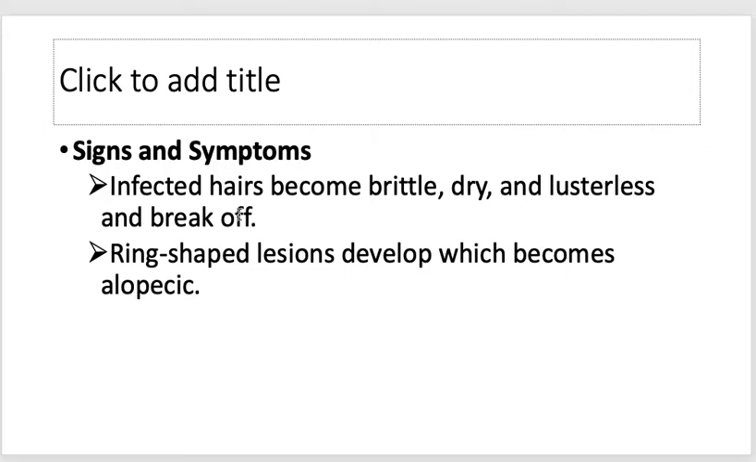The place becomes alopecic, that area with the lesion.